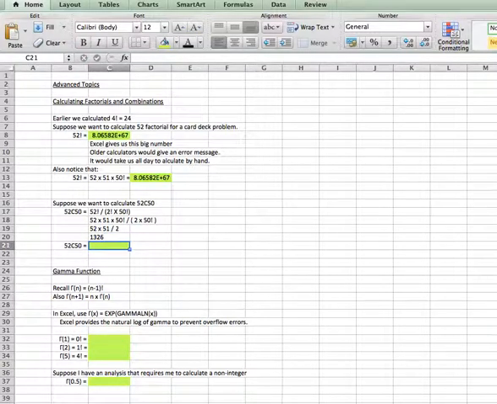Excel can, of course, do this for us. So equals combin of 52 comma 50. And we get that same 1326 with Excel's combination function.